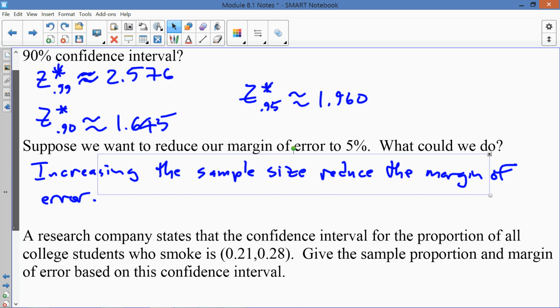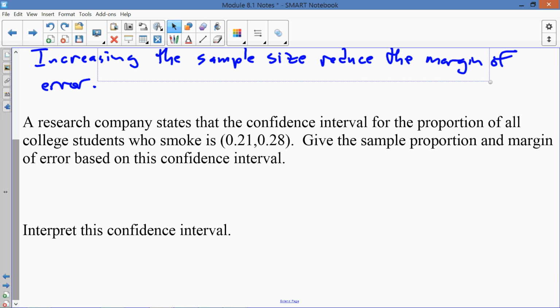All right, okay. A research company states that the confidence interval for the proportion of all college students who smoke is 0.21 to 0.28. It says give the sample proportion and margin of error based on this confidence interval. Well, the sample proportion of any confidence interval is right in the middle because we start in the middle and go plus and minus. So how do I find the midpoint of 2 numbers? I just average them together. So I can do 0.28 plus 0.21 over 2.